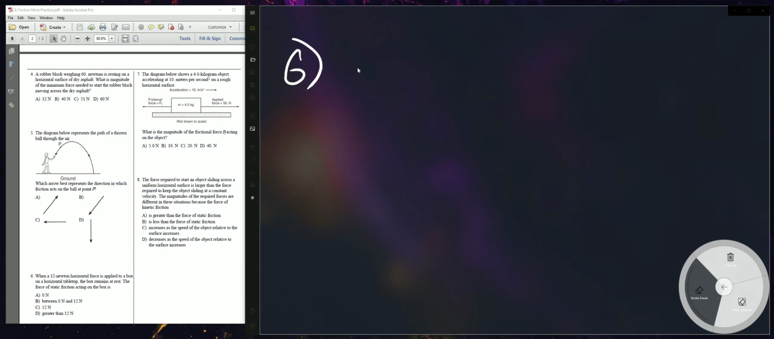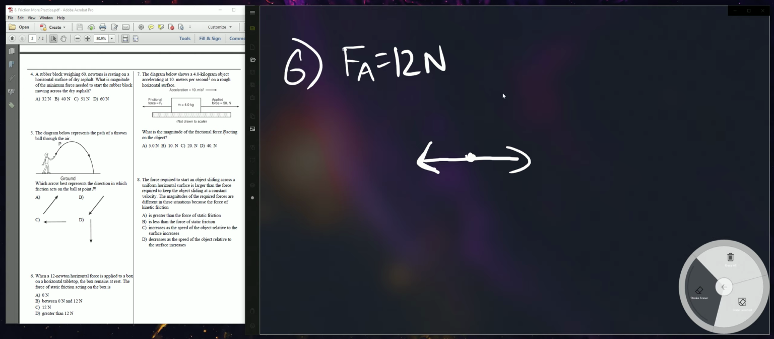6 was the 12 Newton horizontal force. So your applied force is 12 Newtons. The box remains at rest. What is the force of static friction acting on the box? This is a concept question, which means that your static frictional force is always equal to your applied force, up to your maximum static frictional force. So if I apply a force of 12 newtons and it doesn't move, then there must be a frictional force of 12 newtons back here.